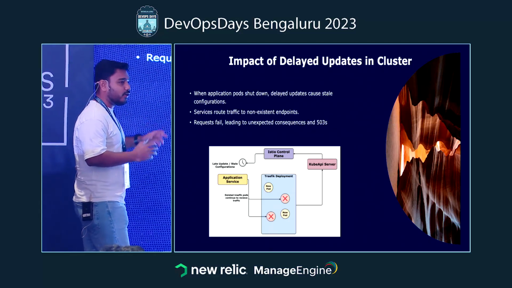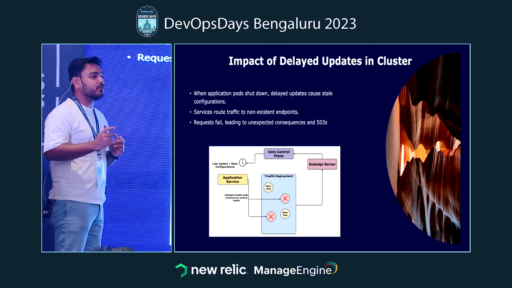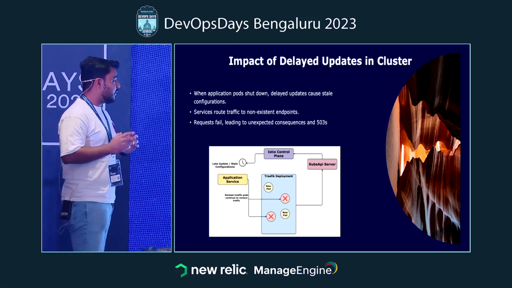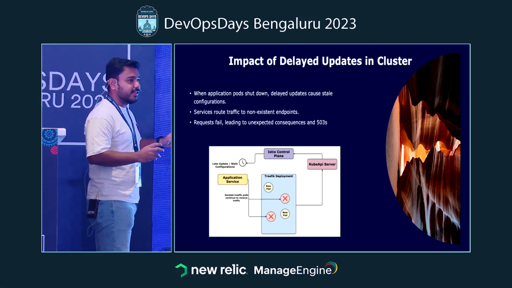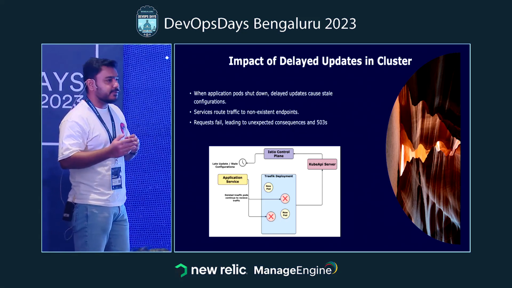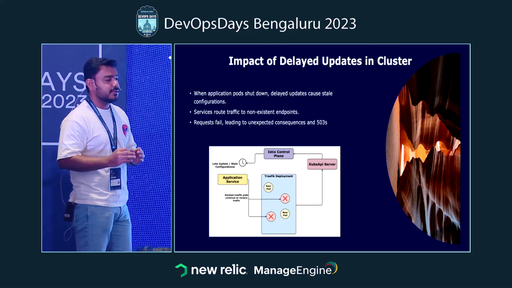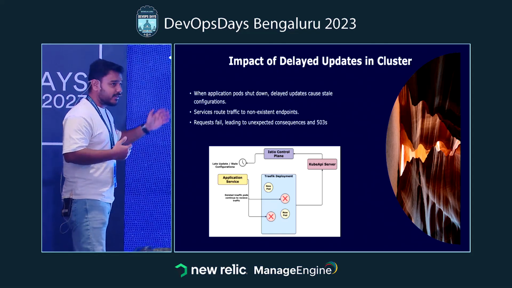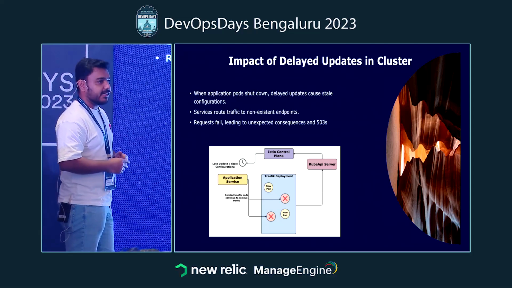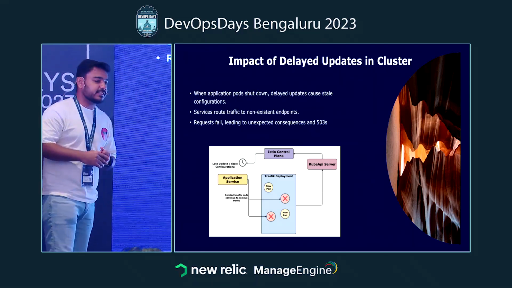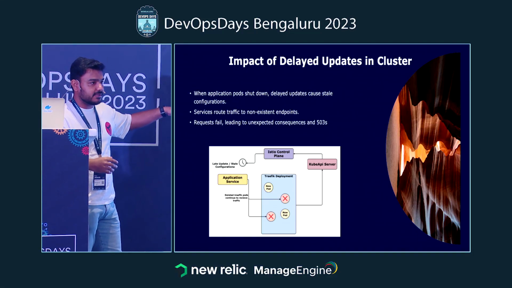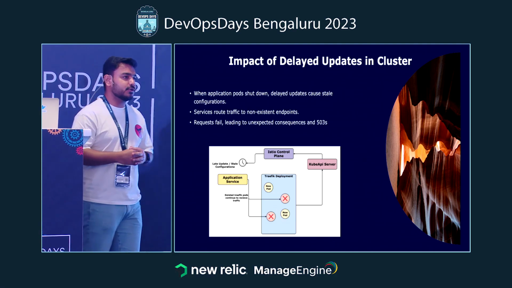This delay can be up to 1 minute or up to 10 minutes, depending on the configuration and the performance of your cluster. If the delay is very high, it can increase 500 errors. This happened with us: the delay was around 10 to 12 minutes, so if a pod was going down, the service mesh was not able to remove those endpoints for 10 minutes, and traffic was still going to those pods.